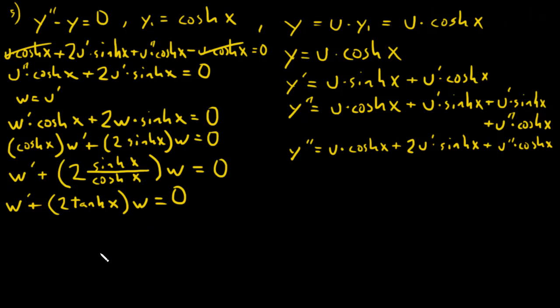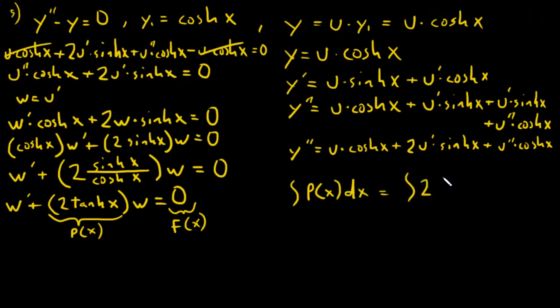Now I can do my integrating factor. So here we go. The integrating factor is going to be, this is my p of x. And what do you know? This is my f of x. So life is way easier than it had to be. So I'm going to get, let's see, there's some scratch work over here. The integral of p of x dx is going to be the integral of 2 hyperbolic tangent of x dx. Okay?